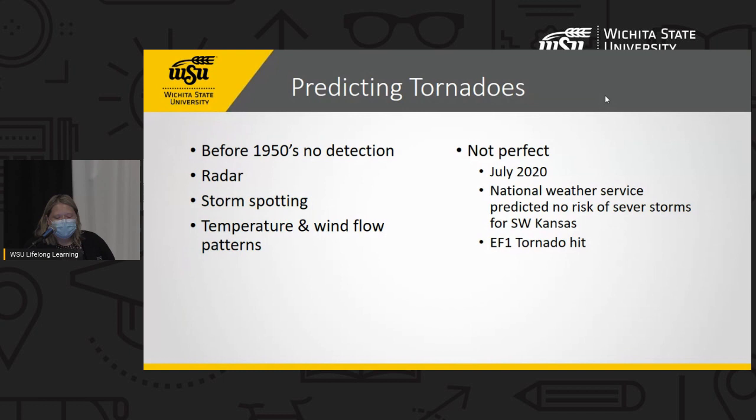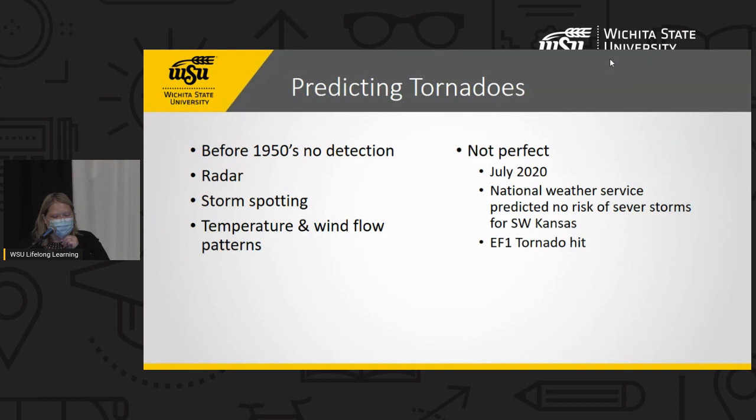Before the 1950s, there actually was no detection at all. The only way tornadoes were detected was when somebody reported that they had seen one touching ground. After that, meteorologists began using radar, storm spotting, some of the storm chasers, like in that Ted Ed video we watched, measurements of temperature and wind flow patterns, and once again, just like hurricanes, comparing the situation that we have and using models from the past. So getting better, but not perfect yet. There's still a lot to learn.